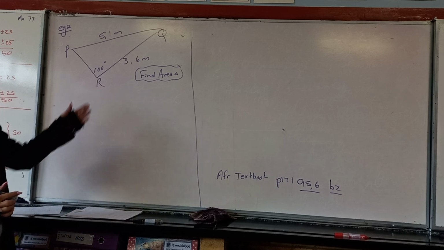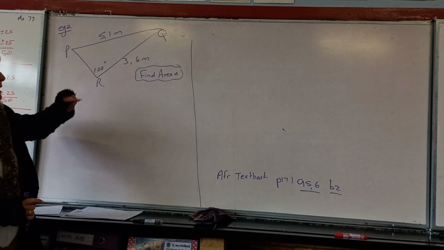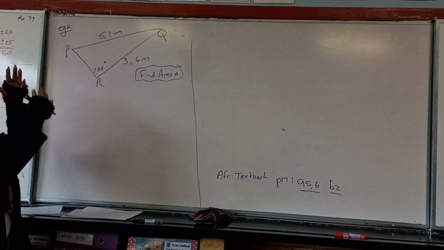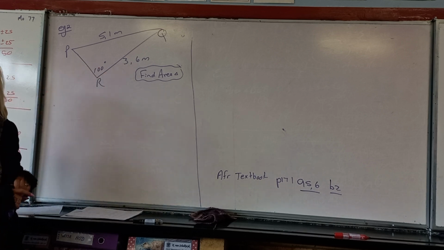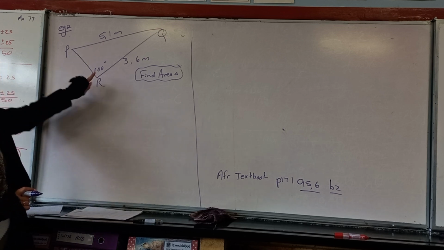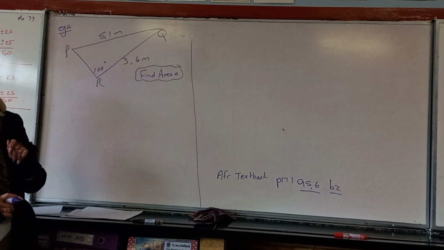So hopefully maybe I can find that angle there. Then I'm done. Or if I can find this side, then I can use these 2 sides and the angle. But what have I got to use? Sin rule. With the sin rule, I've got this pair and this half pair, so I'm going to be able to work out P with the sin rule.